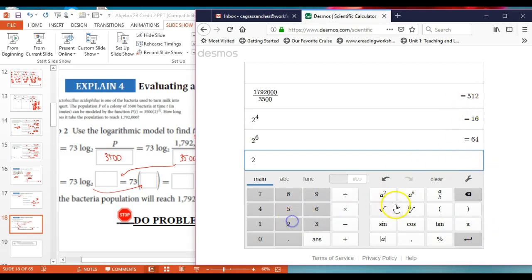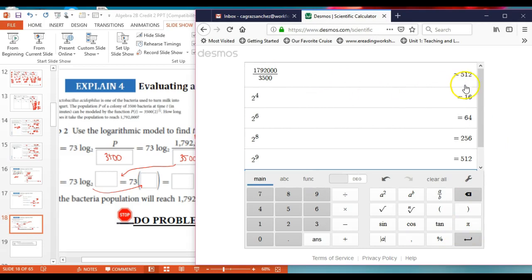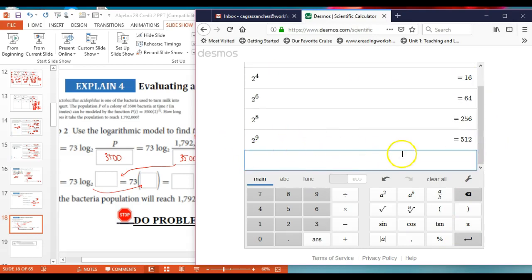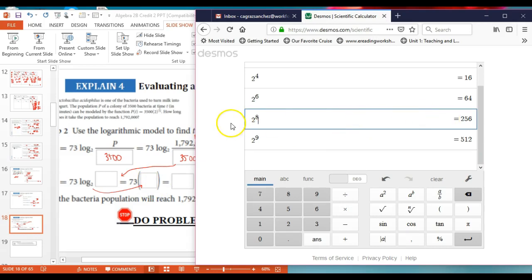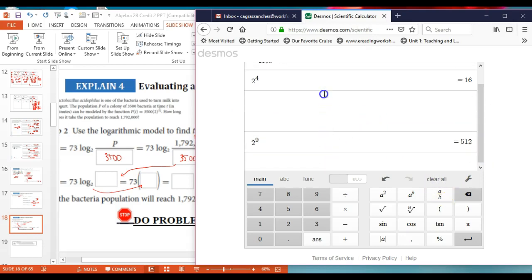Getting closer. 2 to the 8th. Almost. All right, how about 2 to the 9th? And we see here that 512 is the same as 2 to the 9th power. So right here we're going to write 9 in for that one. And then last but not least, since all these guesses were wrong, I'm going to go ahead and clear this one, and clear this one. Now let's see if I can actually move some of these around. Can I? No, I thought we could, but no, we can't.